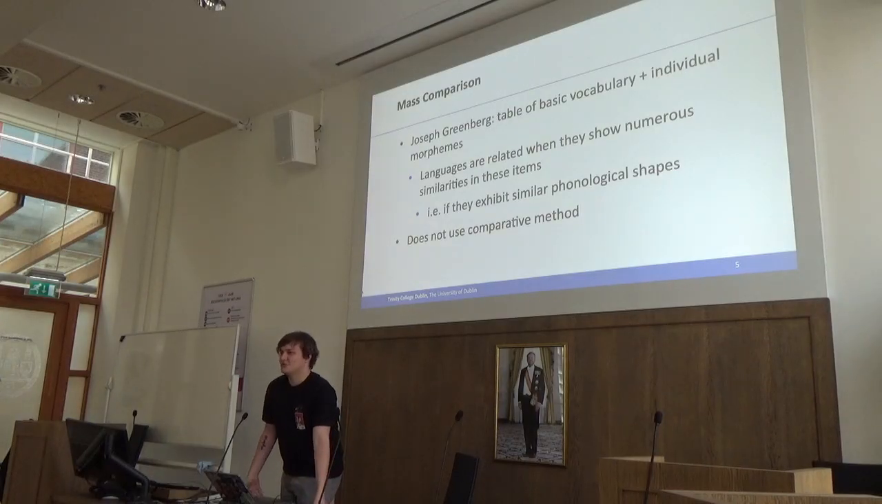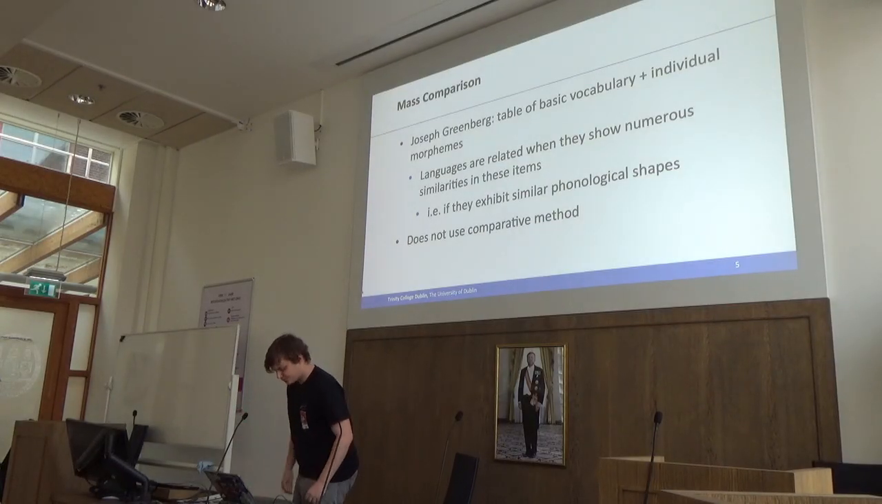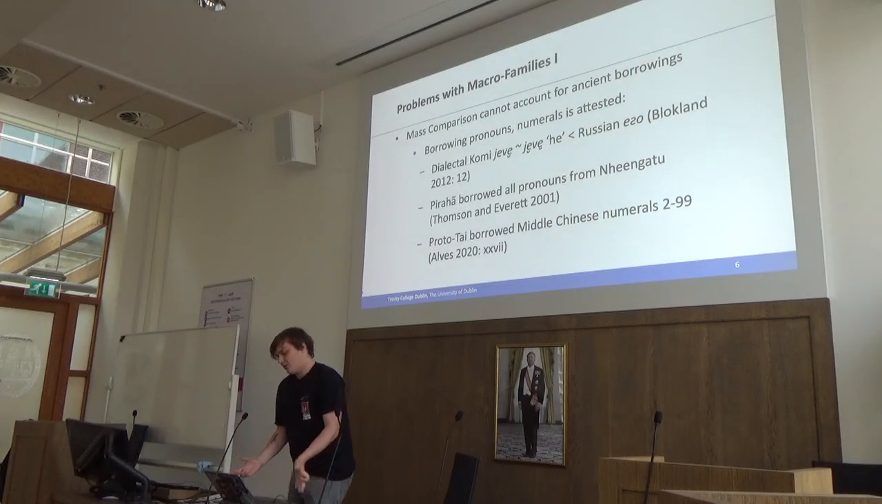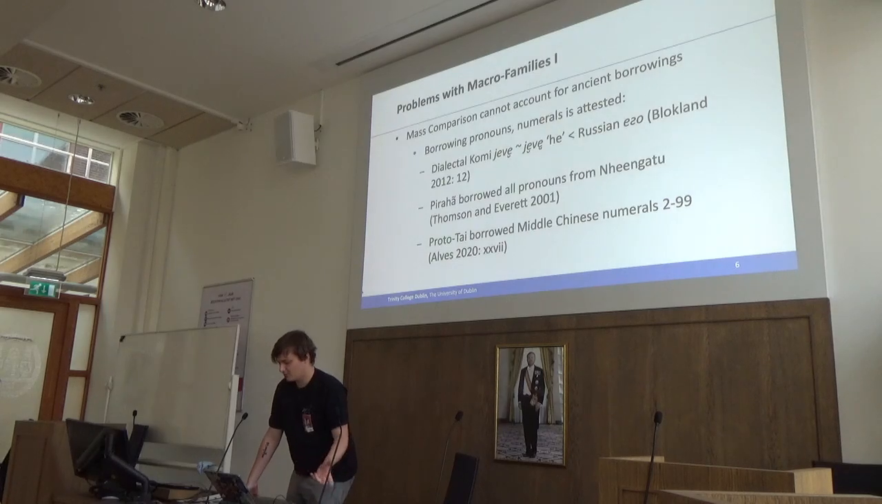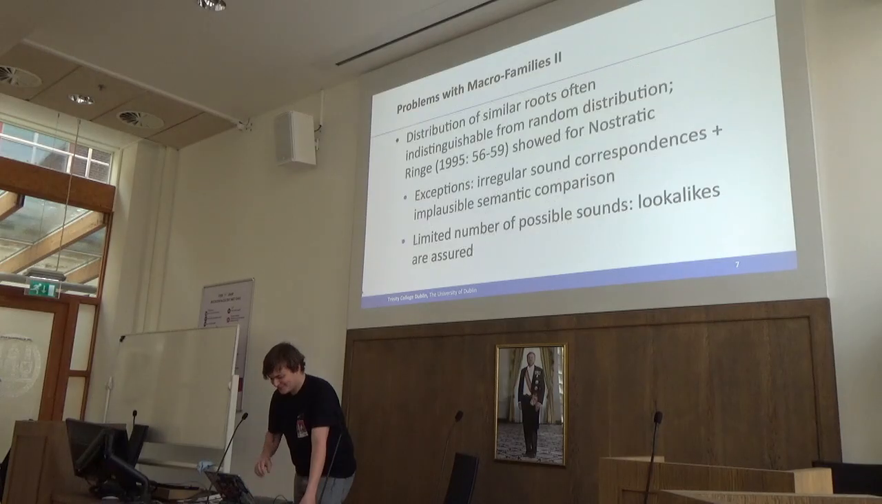What he used to do is take tables of basic vocabulary and then essentially assert that languages are related when they show numerous similarities in these items. Now, evidently there are problems with this. For example, there's this widely held belief that if languages have similar looking pronouns or numerals, they're related. This is not true. Komi has borrowed one of its words for "he" from Russian. Piraha has borrowed all of its pronouns from an unrelated Tupian language. And Proto-Tai borrowed almost all of its numerals from Middle Chinese. So these things are not necessarily methodologically secure ways to classify languages.